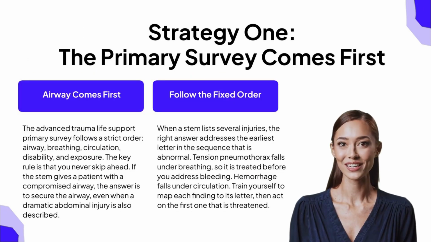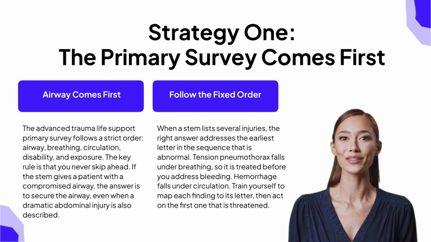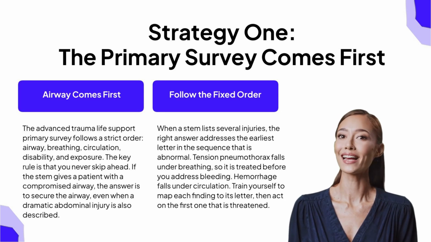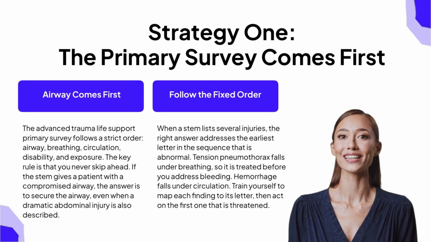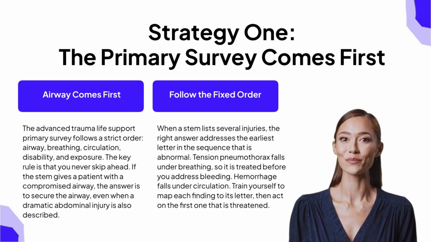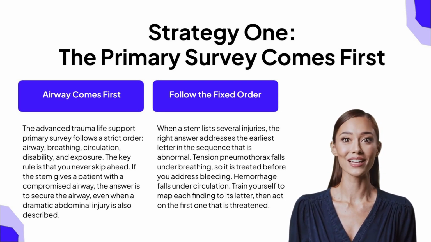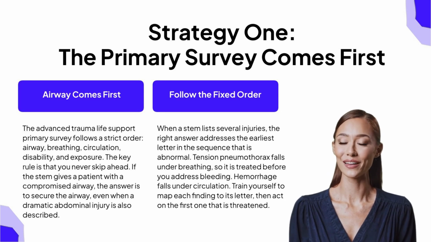Our first strategy is the most powerful one in all of trauma. The primary survey always comes first. The advanced trauma life support sequence is airway, breathing, circulation, disability, and exposure, and you work it in that exact order. The single most common trap on the boards is a stem that describes a dramatic injury, like a mangled leg or a tender belly, while quietly mentioning that the patient cannot protect the airway. The right answer secures the airway because airway comes before everything else.